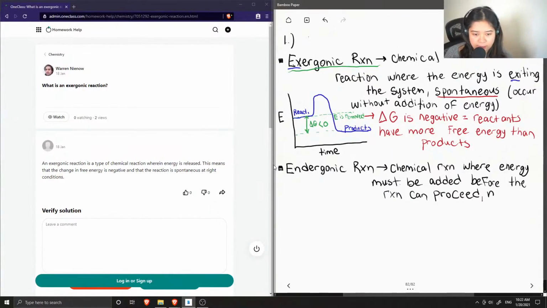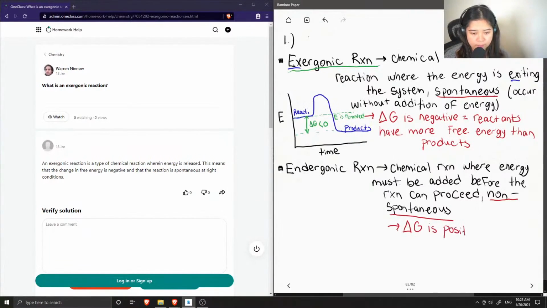Okay, so an endergonic reaction is known as non-spontaneous. And that's because it doesn't just occur because we need energy in order for it to occur. And also, for endergonic reactions, our delta G value is positive. So this means our reactants have less free energy than our products.